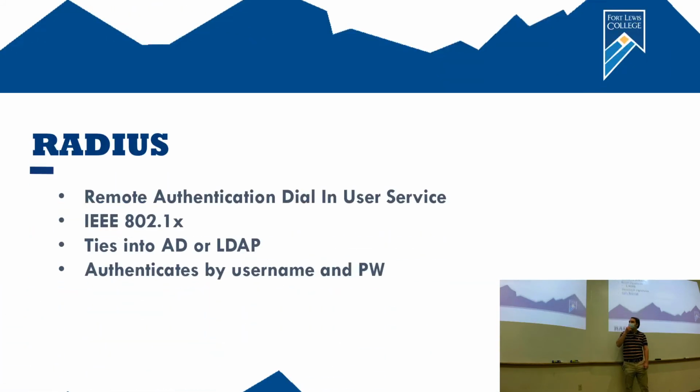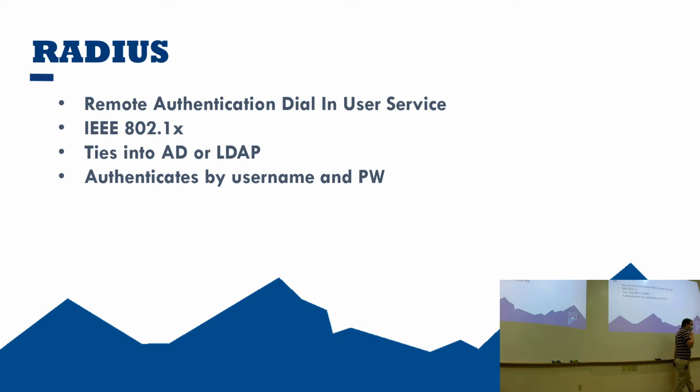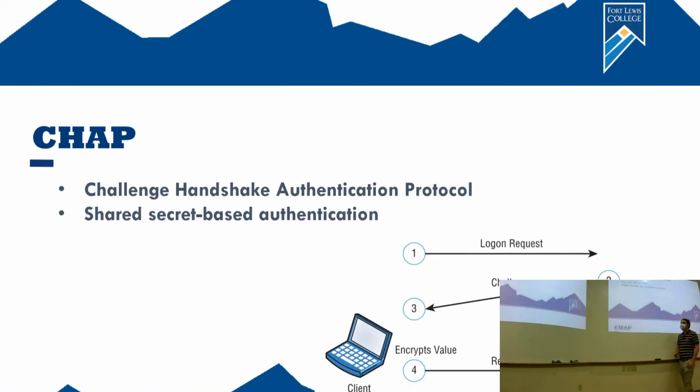Okay. So you have RADIUS. Talked about RADIUS last class. Remote Authentication Dial-In User Service. It's the IEEE 802.1X standard. And basically what this does is this allows you to use your user account for your organization to access a network, be it a wired network or a wireless network. You can tie into AD or LDAP, whichever one your organization is using. Of course, obviously, you can authenticate via your organizational username and password.